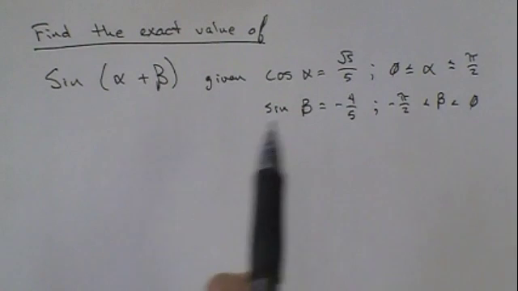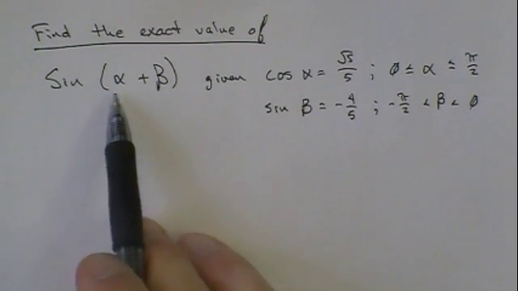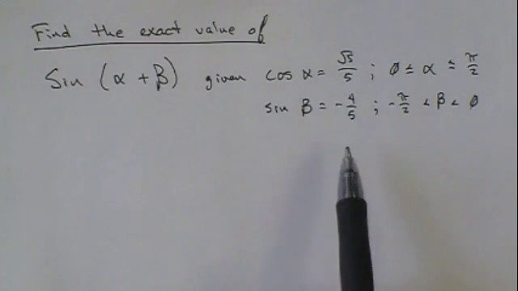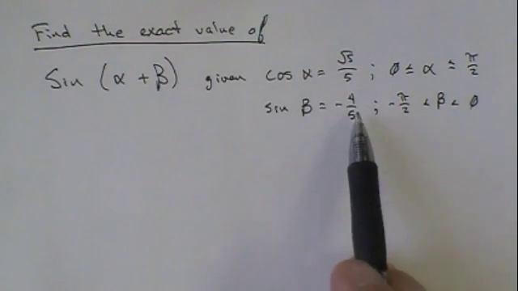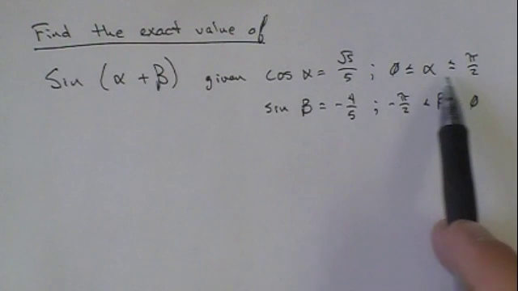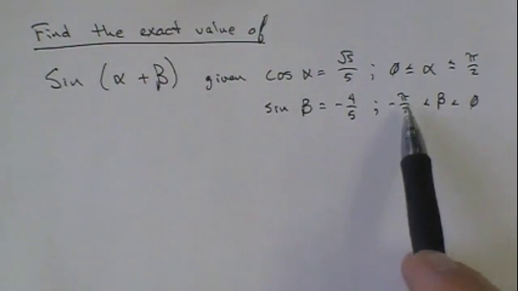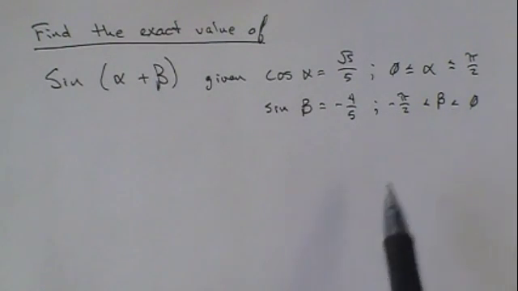In this problem, we're going to find the exact value of sine of alpha plus beta. And here we're given that the cosine of alpha is equal to square root of 5 over 5, and the sine of beta is equal to negative 4/5. Here we're told that alpha is in between 0 and pi over 2. Here we're told beta is in between negative pi over 2 and 0.